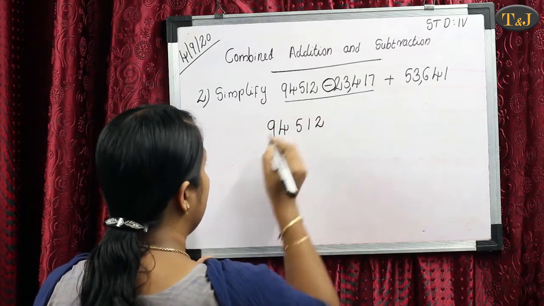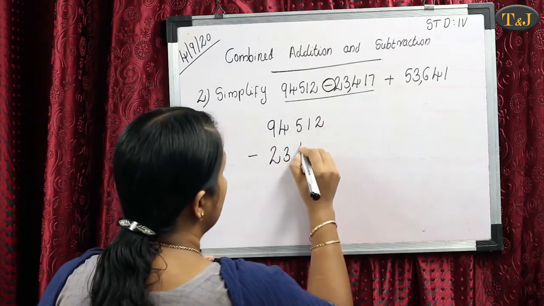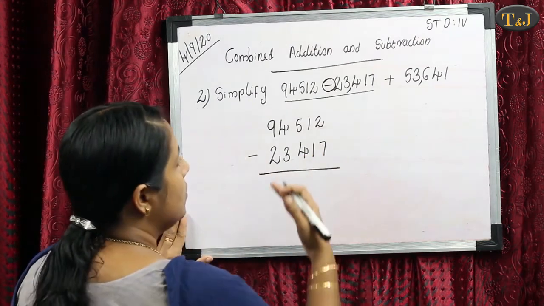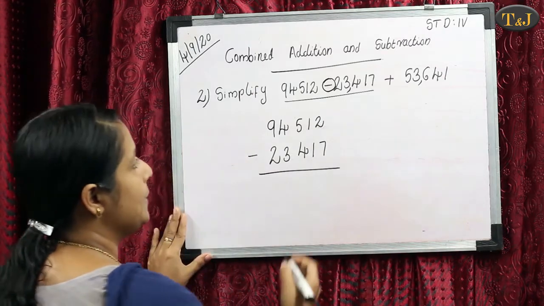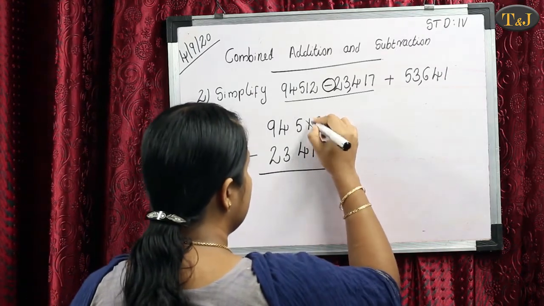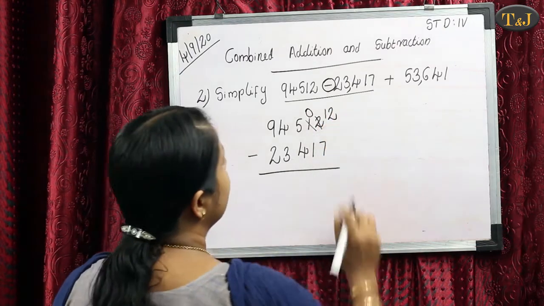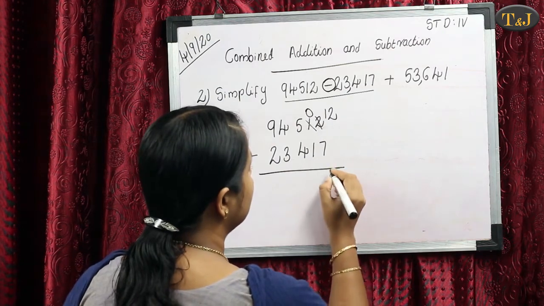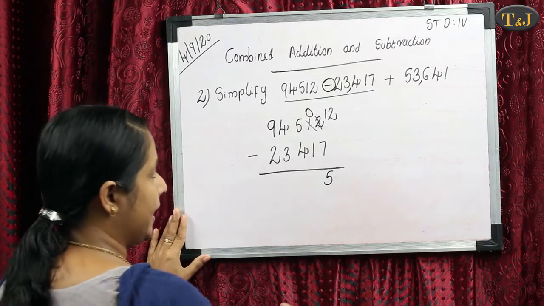94,512, then minus, next write 23,417. So we want to minus that number. 2 minus 7 is not possible. So borrowing 1 here, then cut and write the number 0. Here the number is 12. Then 12 minus 7 equals 5. Then 0 minus 1 is again not possible.